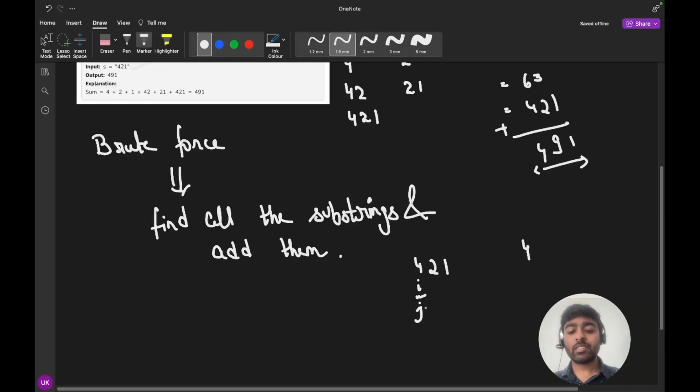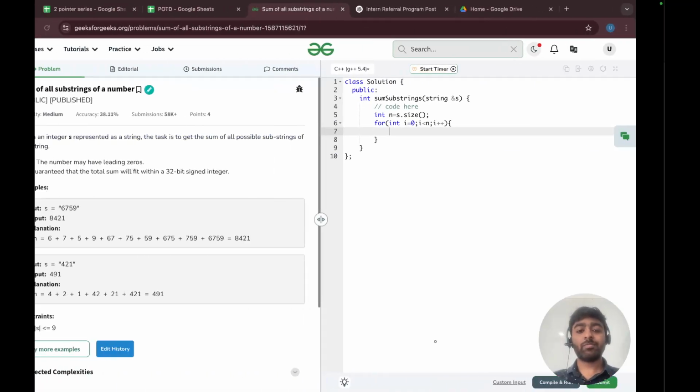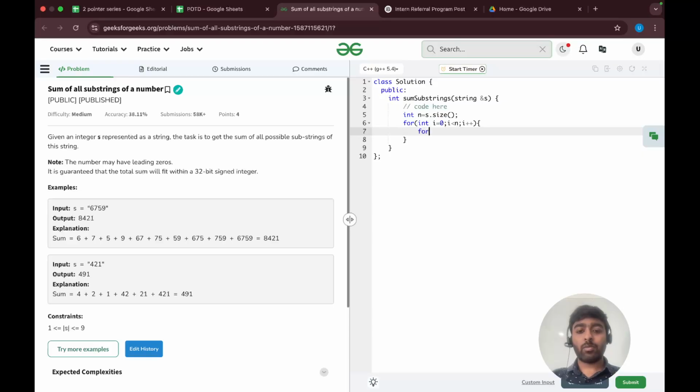When I increase j to the next index, my value will be 42. So 4 was there originally, I will add 42. Then I increase my j and 1 will be added, so it will become 421. Then I will add 421. Now I will increase my ith index and again start j from here. You have already done this question because it is a basic substring question. So I am writing the code. For int j equal to i, j less than n and j plus plus.